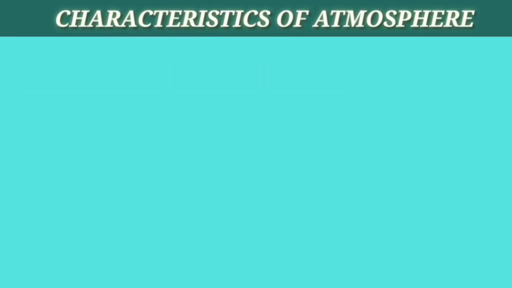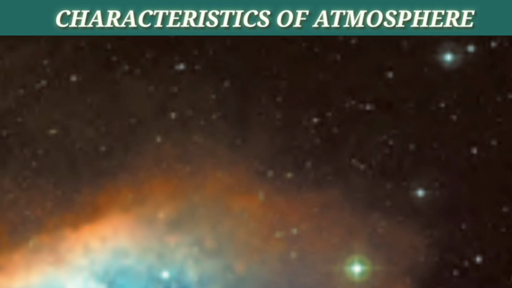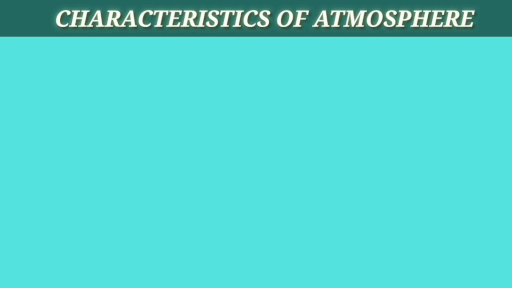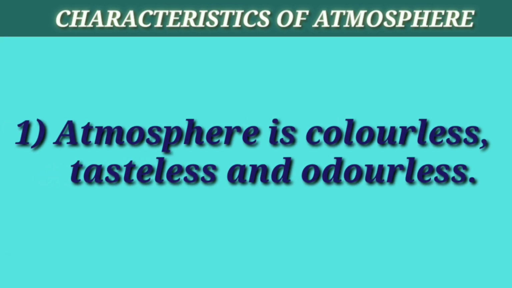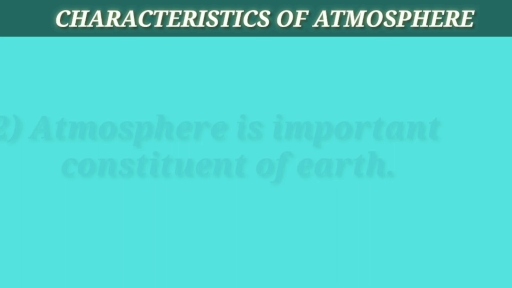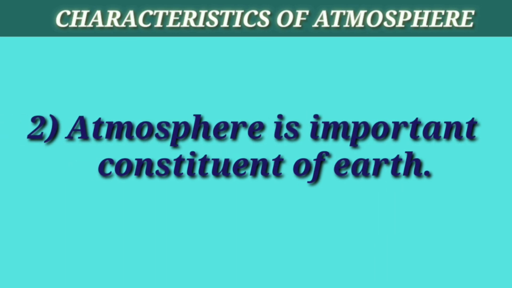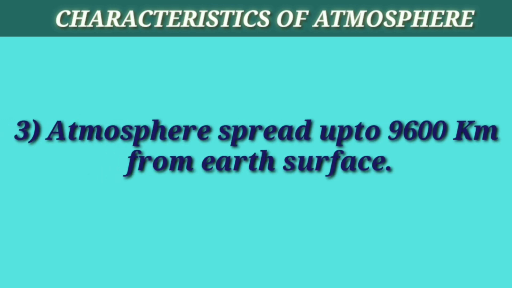Friends, now we see characteristics of atmosphere. Number 1. Atmosphere is colorless, tasteless, and odorless. Number 2. Atmosphere is important constituent of Earth. Number 3. Atmosphere spread up to 9,600 km from Earth's surface.